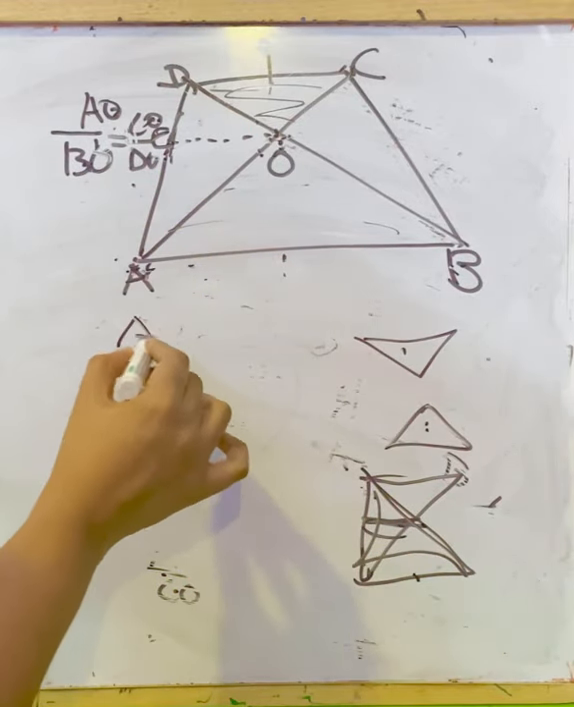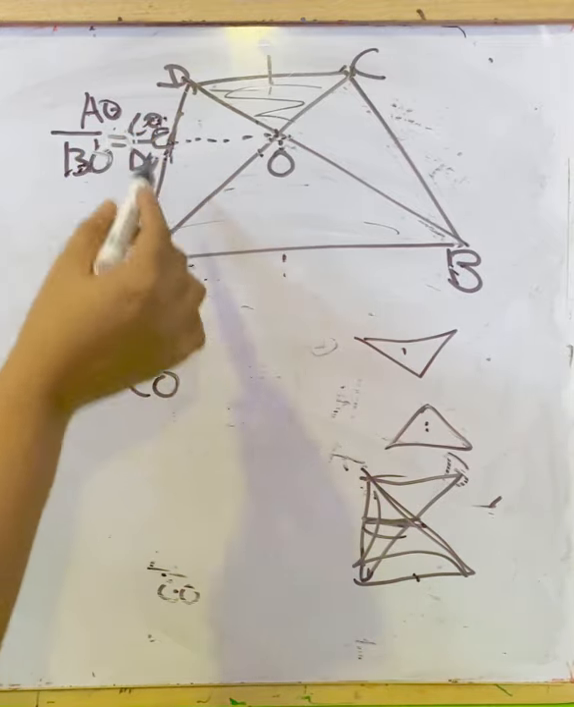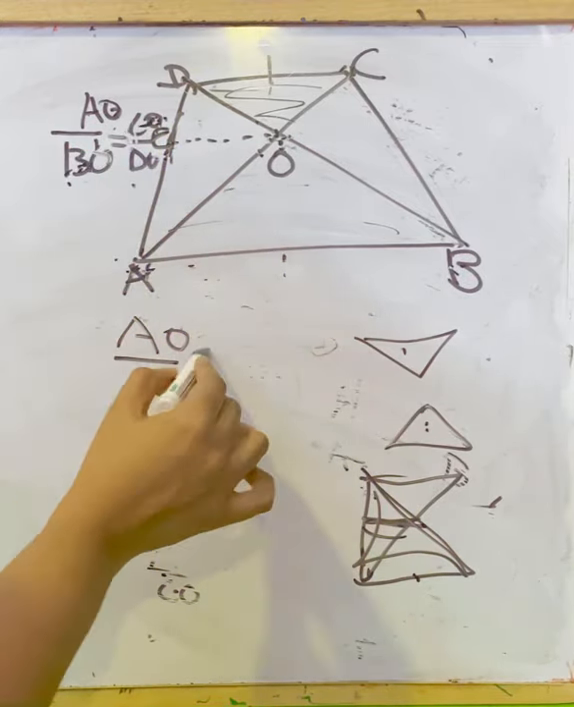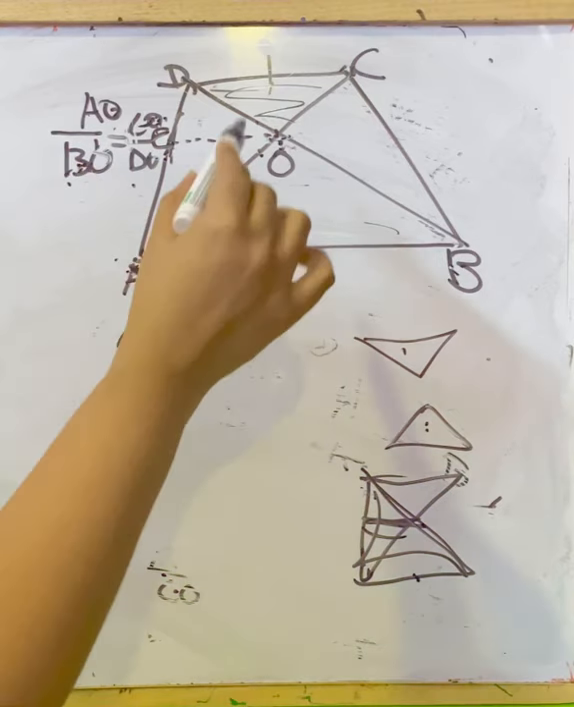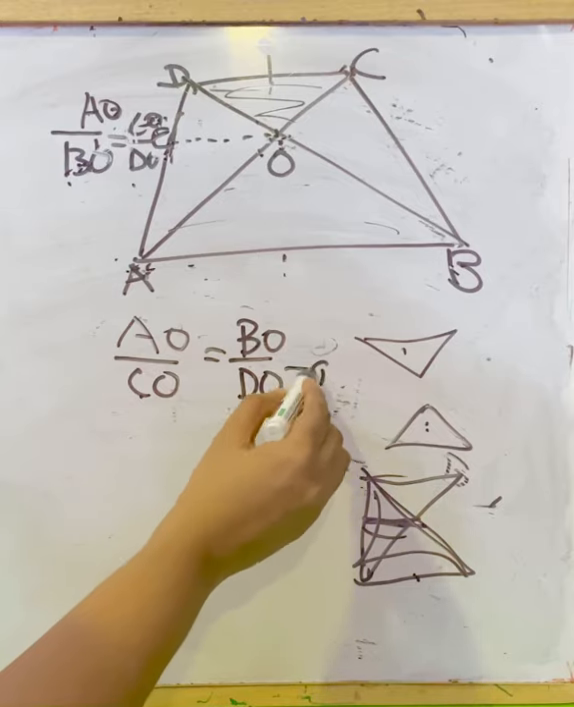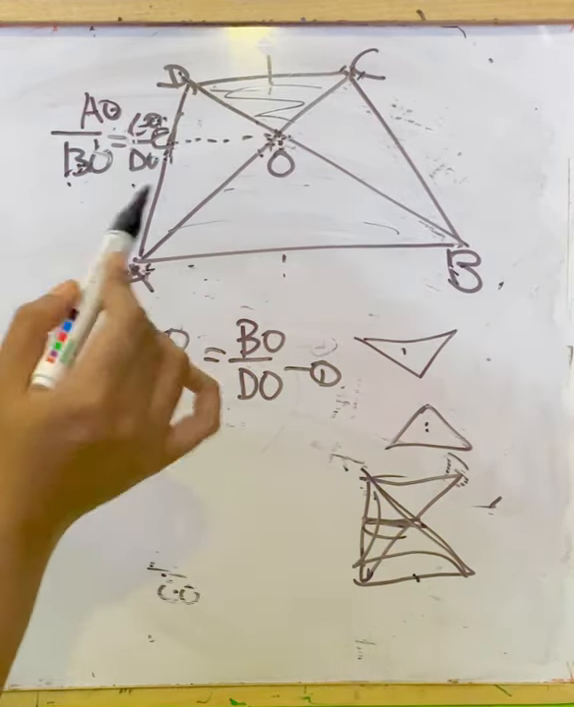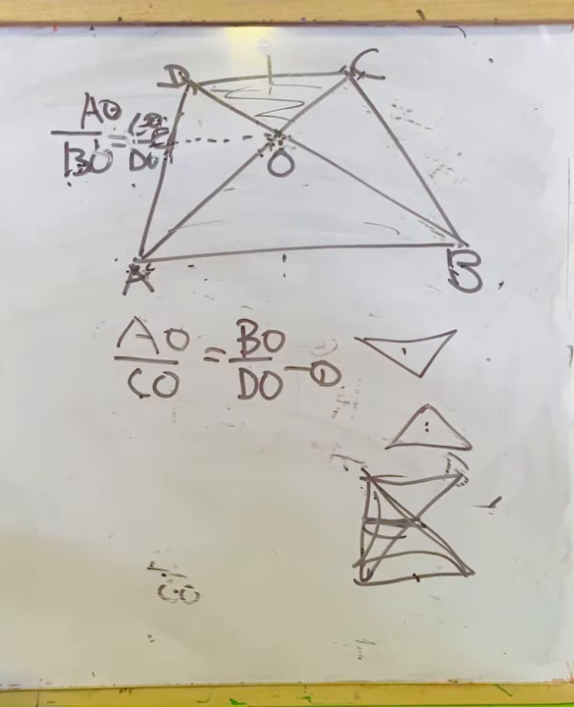So to get that type of condition, we are rearranging the given form. That is AO by CO. We are interchanging this numerator and denominator. This numerator goes to denominator and this denominator goes to numerator. BO by DO. Let this be first equation. AO by CO equal to BO by DO. Now, here we have drawn a line EO, constructed EO.